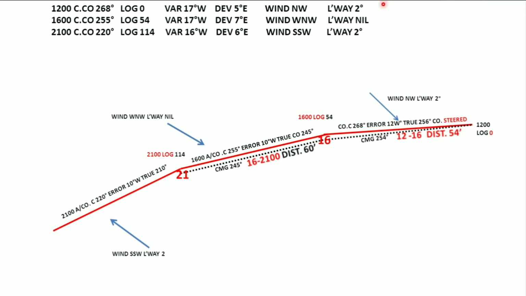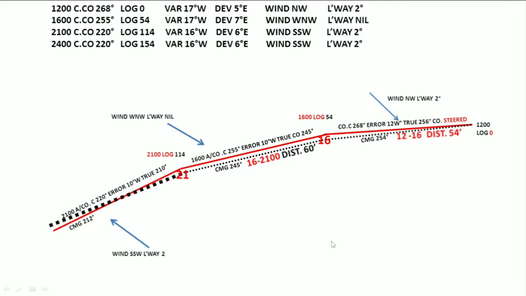Now in this case, the wind is from south southwest. You see the direction, it is going to push the ship away. So instead of making good the true course of 210, I'll be making good the course of 212. And the log there is 154. The course is continuing as 220. Now the distance covered between 2100 and 2400 is 154 minus 114, which is 40 miles.